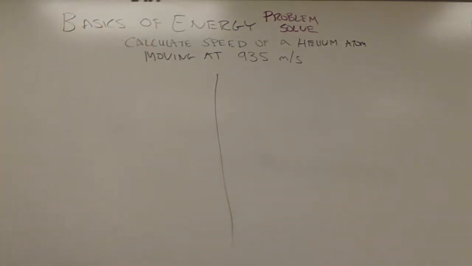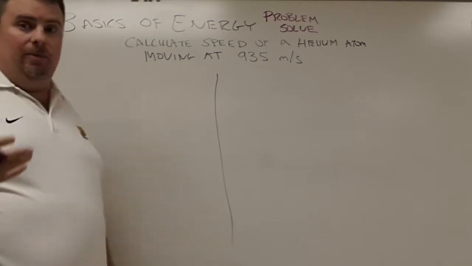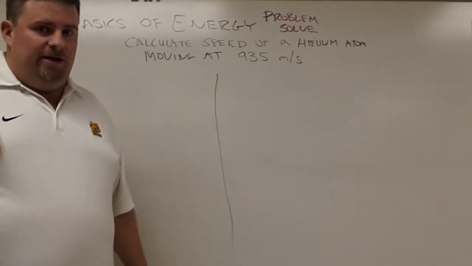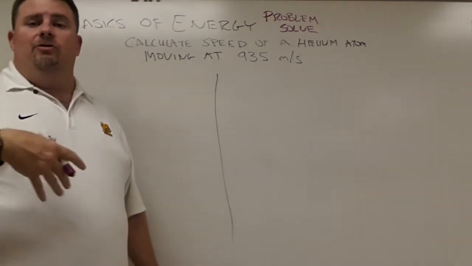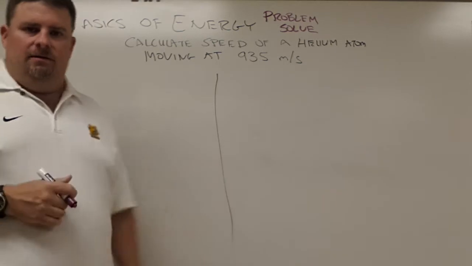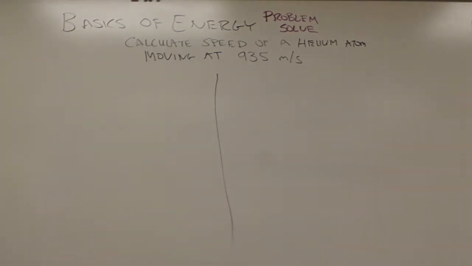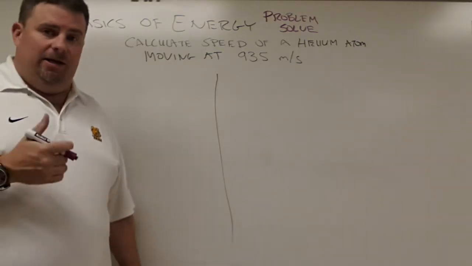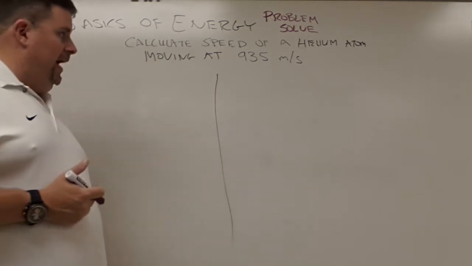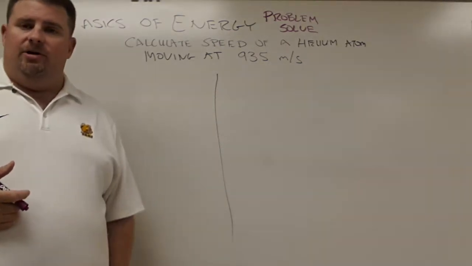So the first thing that we want to do when we're looking at these types of problems is develop a strategy on how to solve it. You've got to identify what the problem is. Remember the scientific method here. We have a problem. What's the problem? Got to identify the problem. Then we do a hypothesis to figure out how to fix it. So our problem here is we've got to calculate the speed of a helium atom moving at 935 meters per second. So what do we have? We know we have a helium atom, and we know that we have 935 meters per second.